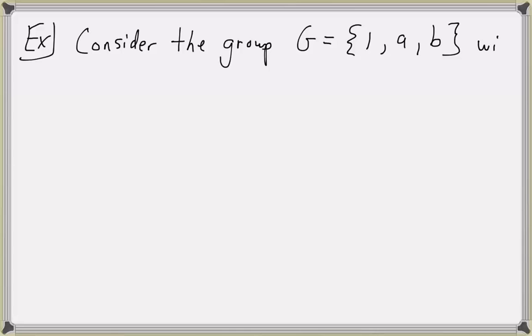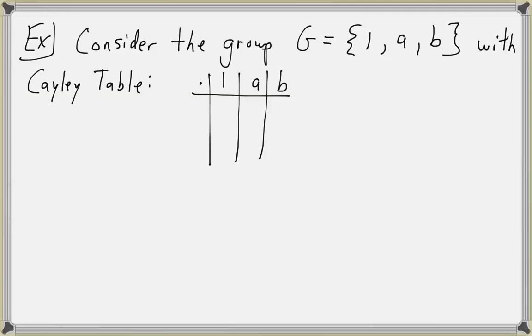with Cayley table. Okay, this is the Cayley table. It's a group under multiplication. So we have multiplication, 1, A, and B are the elements. So the first row, 1 times 1 is 1, 1 times A is A, 1 times B is B, A times 1 is A, B times 1 is B. Now A times A will give me B. A times B will equal the identity. In the last row, B times A will give the identity, and B times B will give A. So this is the group table for this group G. So we have all the possible products listed here.